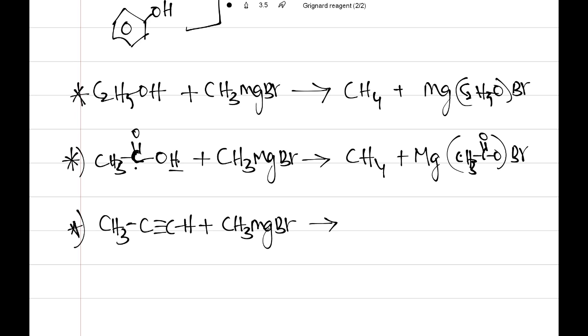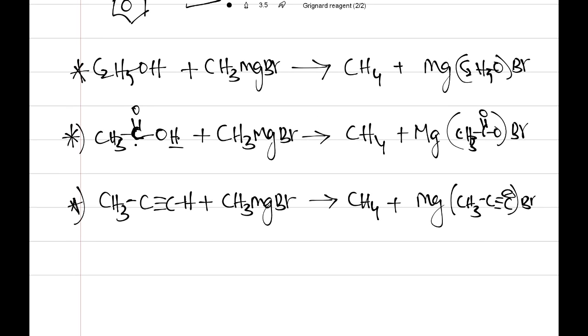Okay, so what is the product of the reaction? We can get methane as a byproduct. Okay, next, one more example I am taking. So I can take the amine RNH2.